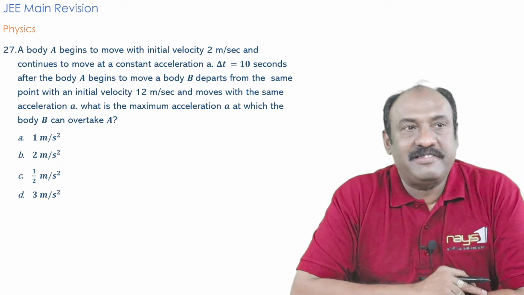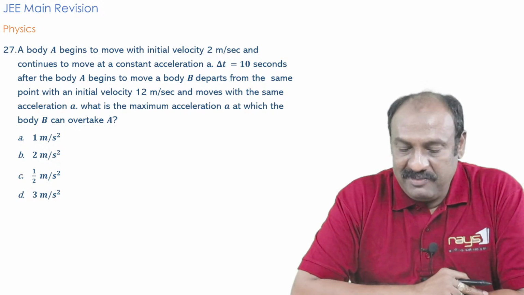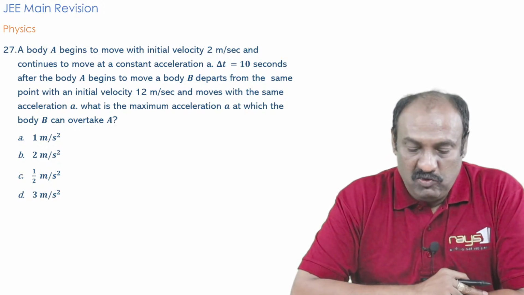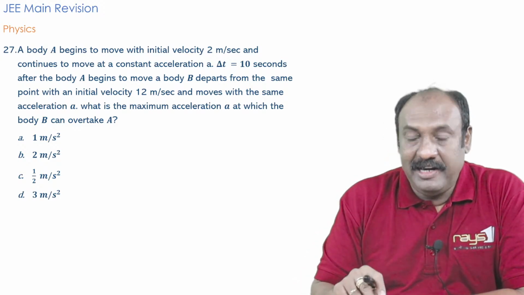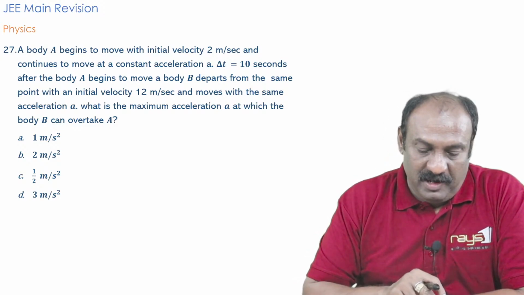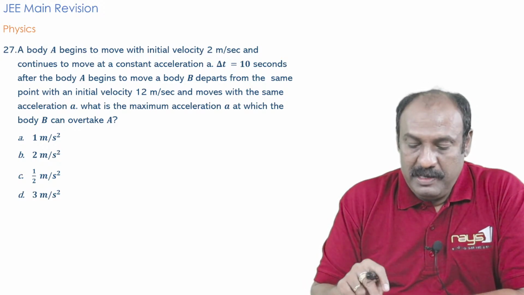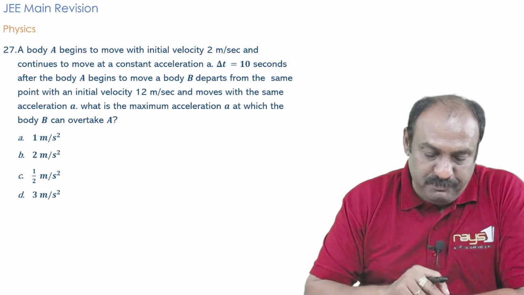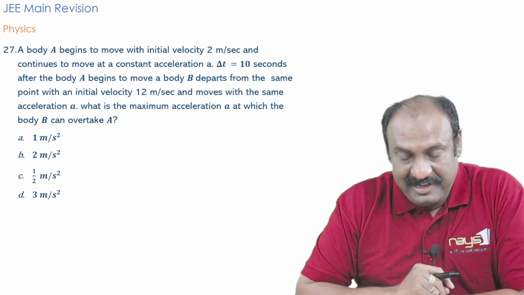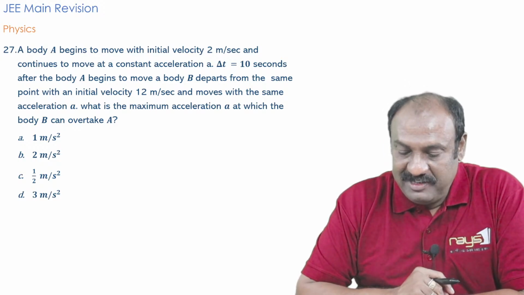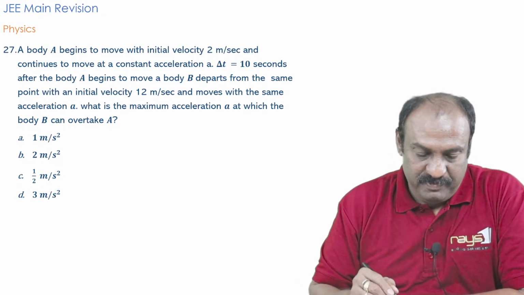Question number 27. A body A begins to move with initial velocity 2 meter per second and continues to move at constant acceleration A. At delta t equal to 10 seconds after the body A begins to move, a body B departs from the same point with initial velocity 12 meter per second and moves with the same acceleration. So what is the maximum acceleration A at which body B can overtake A?